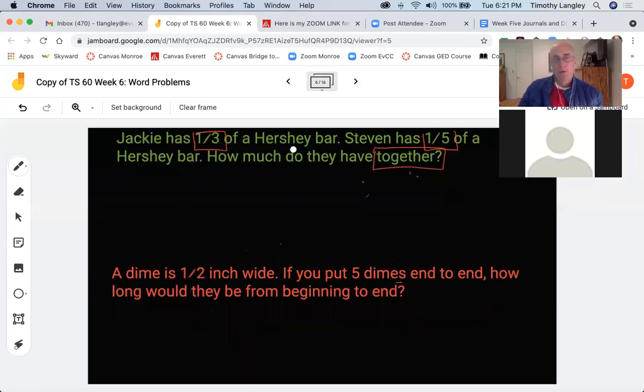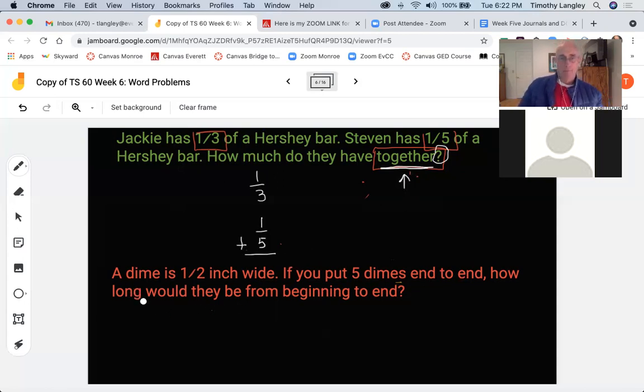Jackie has 1/3 of a Hershey bar, okay? Stephen has 1/5 of a Hershey bar. So they got their own Hershey bars, and that's how much is left. How much do they have all together? All right. Again, the question mark's here, and the key word that's right before it is together. Okay, it's asking how much is there together. So I'm just going to go 1/3 plus 1/5. And that will tell me how much they have together. Keyword right there, together, means add.